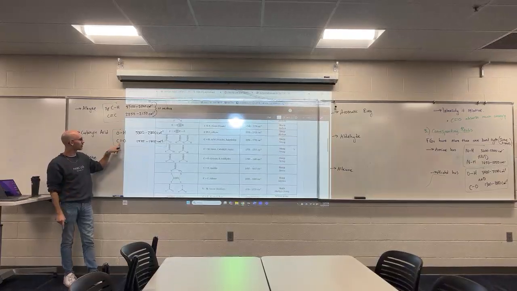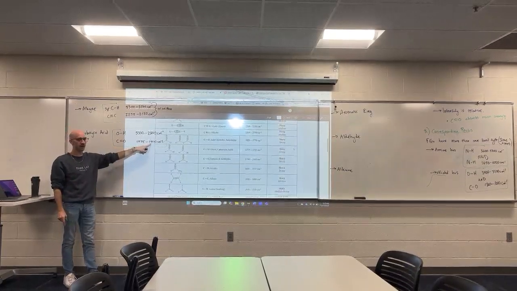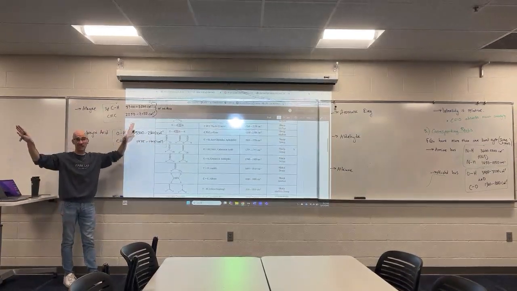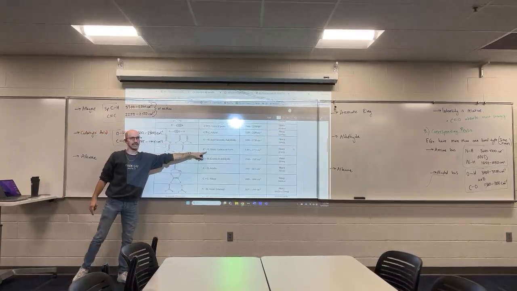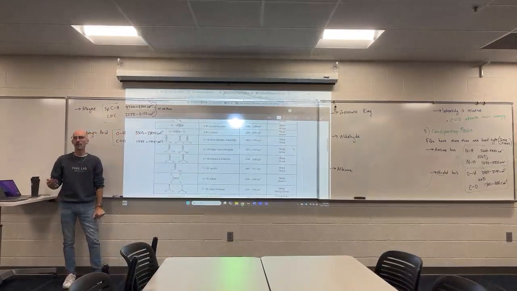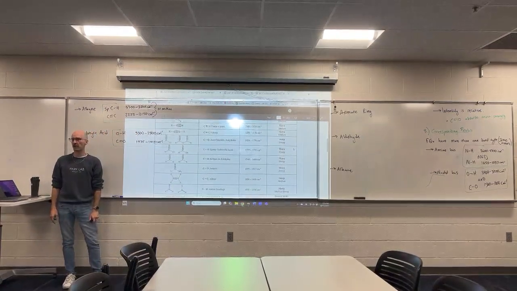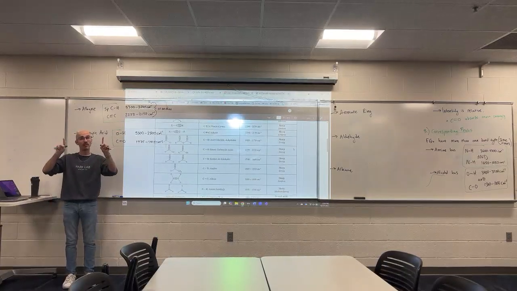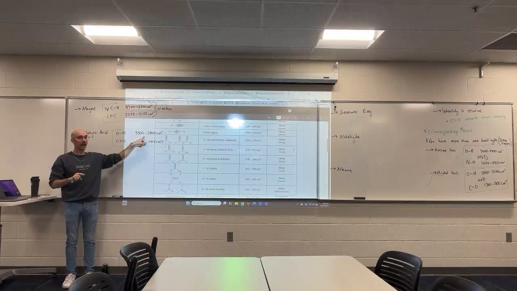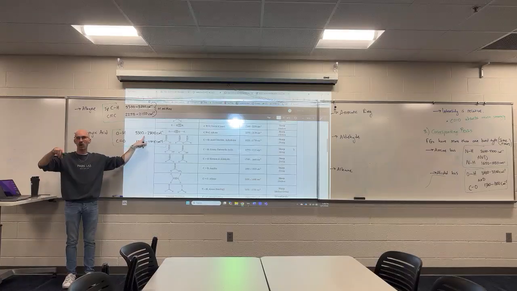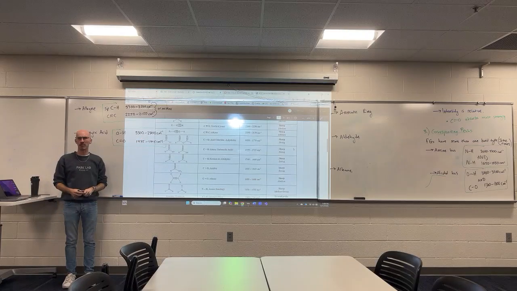If all I knew was that there's a CO double bond in this range and I couldn't look at the rest of the spectrum, I wouldn't be able to tell you what functional group the CO double bond corresponded to. But because I have a corresponding peak at the OH, now I have confirmation about the CO double bond.